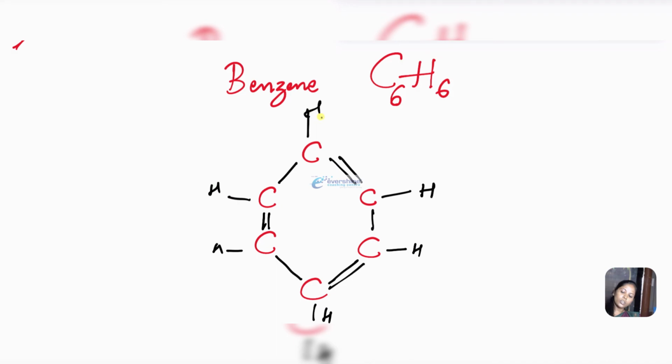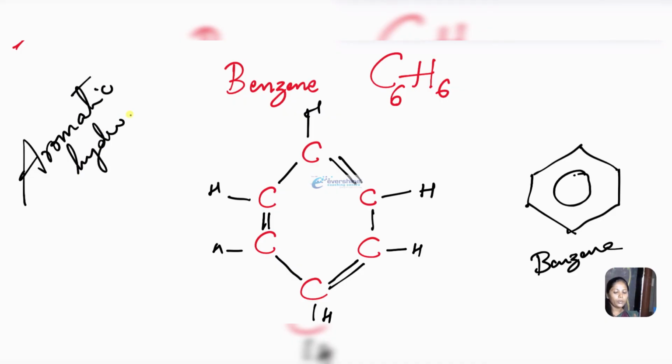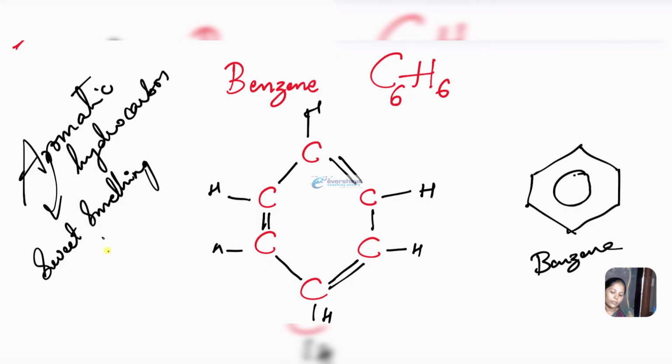How many carbons in benzene? 6. How many hydrogens in benzene? 6. So like this you need to write the structure of benzene. You can write like this, or you can write the cyclic ring like this and put one circle in it. So this is also the structure of benzene. What is benzene? It is an aromatic hydrocarbon. What do you mean by aromatic? Aromatic means sweet smelling hydrocarbon. Aroma means smell.